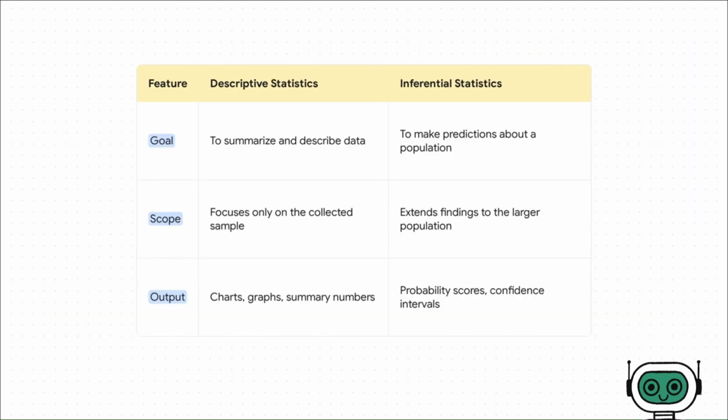Putting them side by side makes it really clear. The goal for descriptive stats is just to summarize. For inferential stats, it's to predict. Their scope is different too. Descriptive is narrowly focused only on the data you collected. Inferential is broad. It tries to extend those findings out to everyone. And finally, look at the output. Descriptive stats gives you concrete things like charts, graphs, and averages. Inferential stats gives you probabilities and confidence intervals, basically tools for dealing with uncertainty.